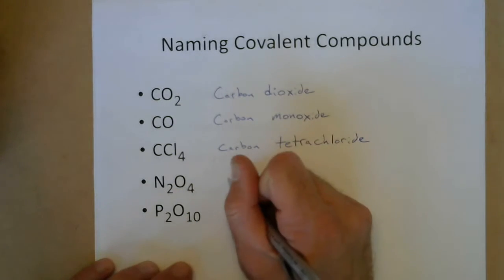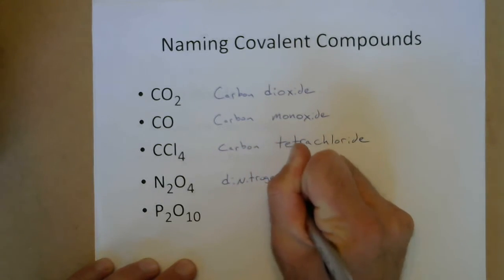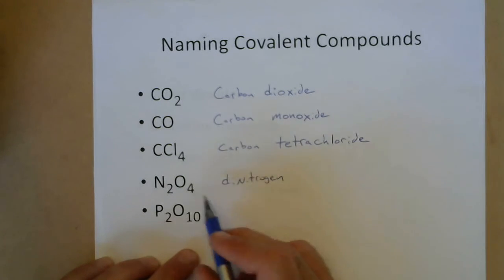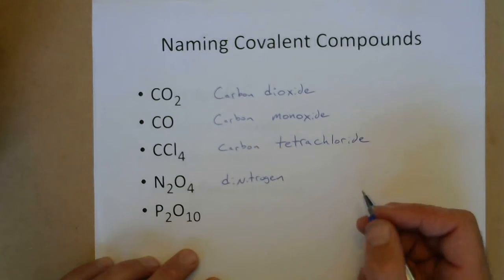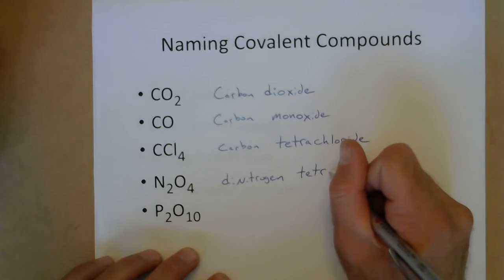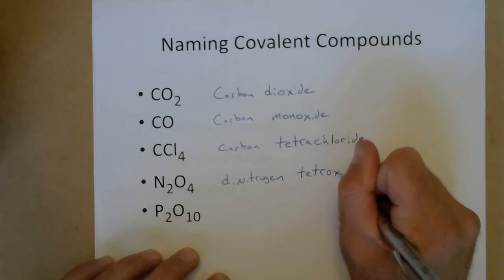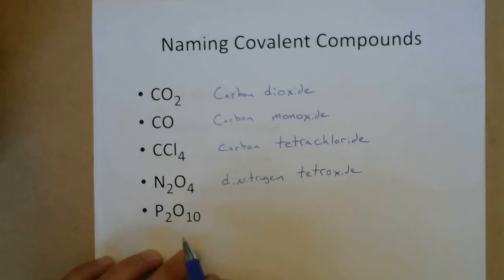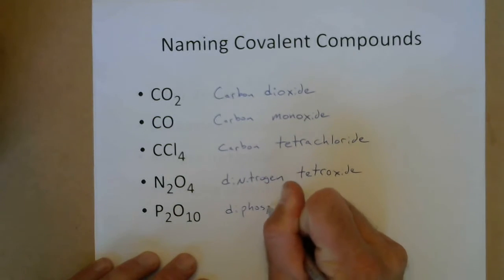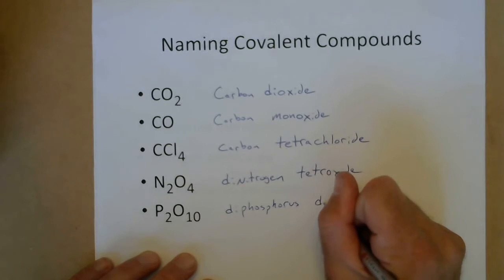Here we have more than one of the first elements. We have two nitrogens, so we'll use the prefix di, nitrogen. Okay, so dinitrogen, saying that there's two nitrogens. Remember the first word, you don't change the ending. And then we have four oxygens, so tetra. And then when it's tetraoxide, you just call it tetraoxide. Next one, two phosphorus, so diphosphorus. And then 10 oxygens, so decoxide.